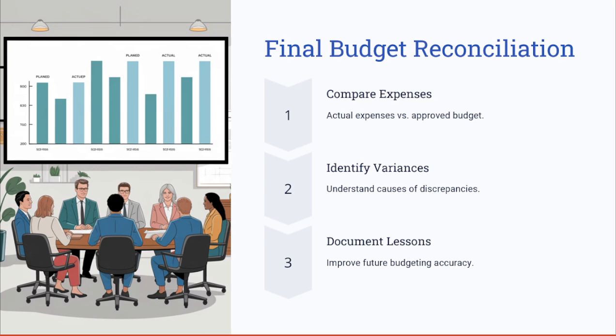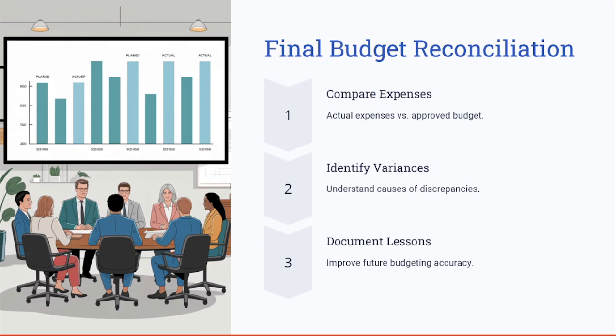Final budget reconciliation. The final budget reconciliation involves comparing the actual project expenses with the approved budget to identify the variances. Understanding the root cause of these variances provides valuable insights for improving future budgetary accuracy.